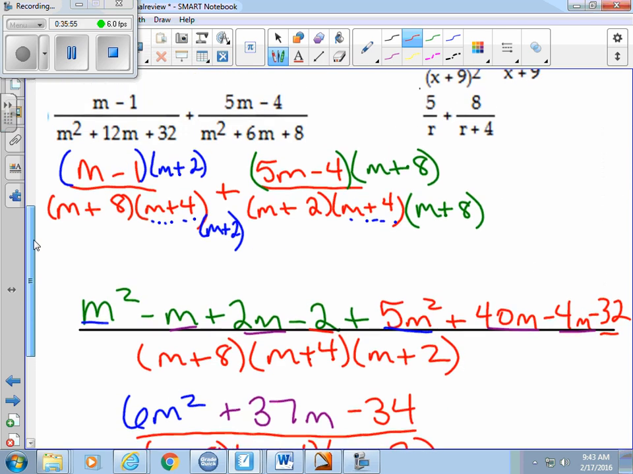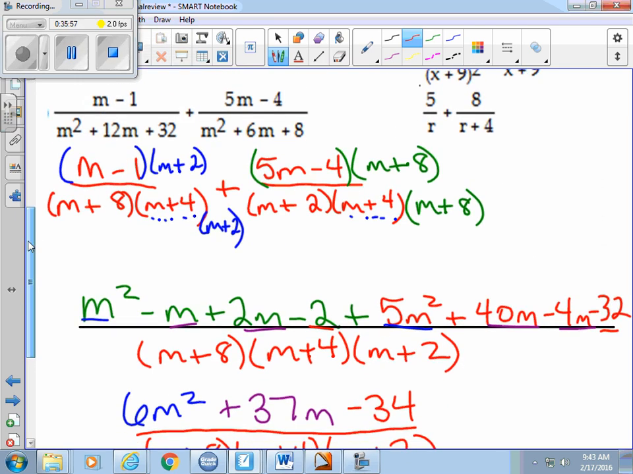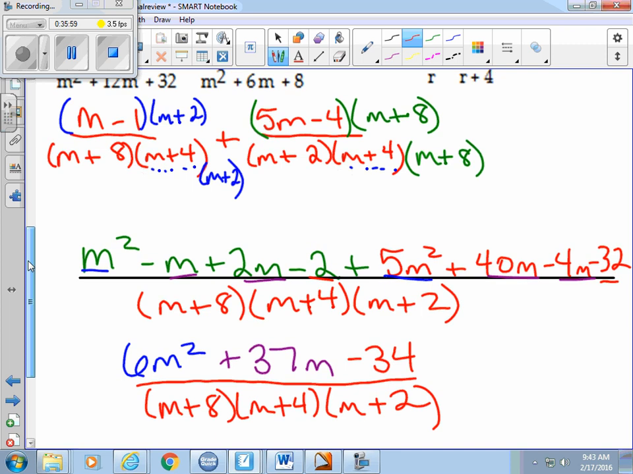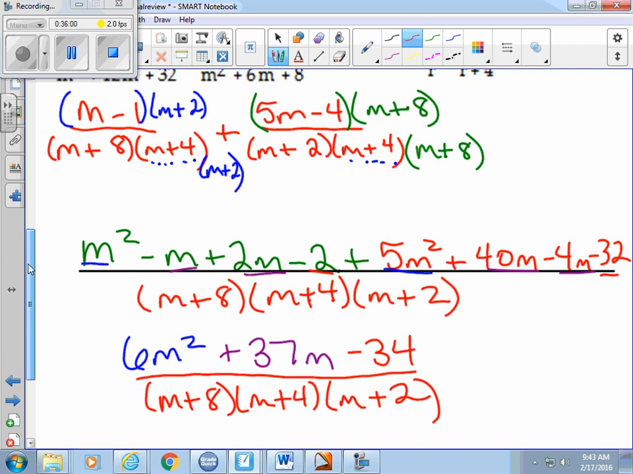How did you get 6x? The m squared, the underlined blue.